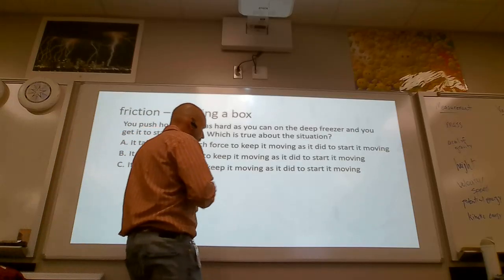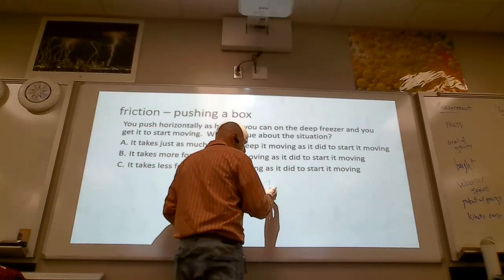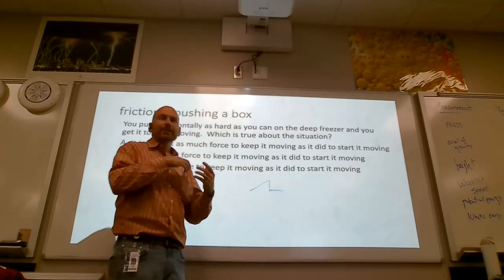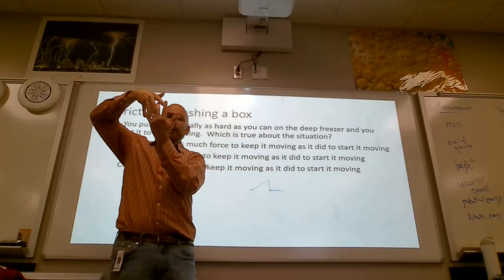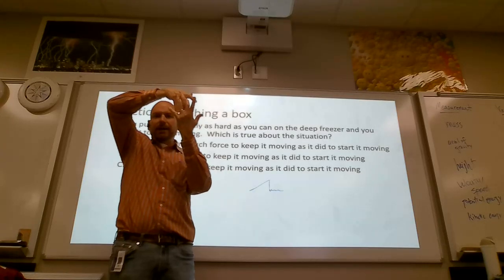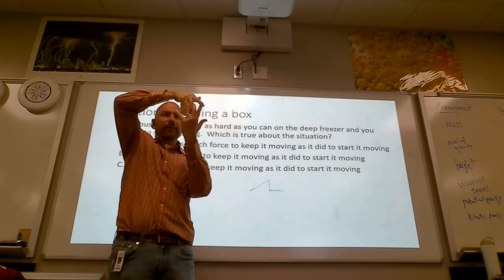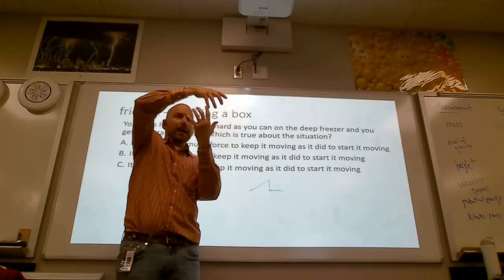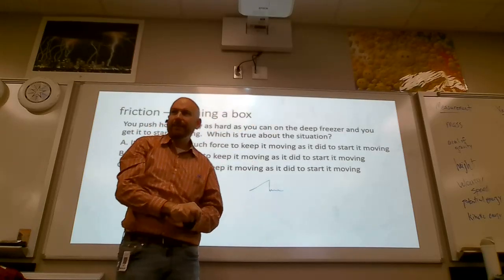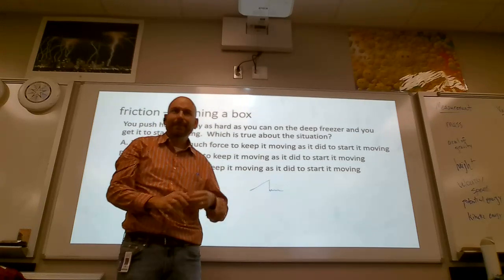The other reason is, remember on the graph how it dropped a little bit? That is due to the fact that it's in static friction. These mountains and valleys are interlocking. And once you break free, you're now just skipping across the mountain tops. Does that make sense?